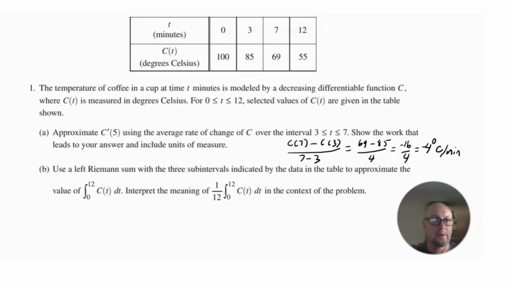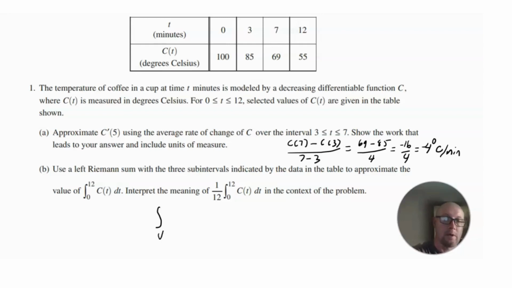Part B says use the left Riemann sum with 3 subintervals indicated by the data in the table to approximate the value of the integral from 0 to 12 of c of t dt. Then we want to interpret the meaning of putting the 1/12 out in front of it. Okay, so let's do the Riemann sum from 0 to 12 first.